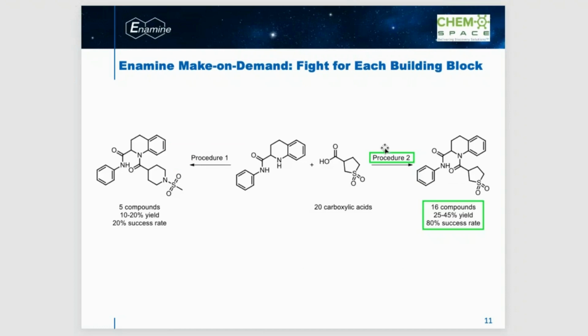We typically validate as many options for the reagents and for the procedures as possible. And when we see that the reagent has basically a low success rate in one procedure, we try to substitute the procedure and test the reagent again. When we see that even with the new procedure the success rate is pretty low, then we typically exclude this reagent from the enumeration.